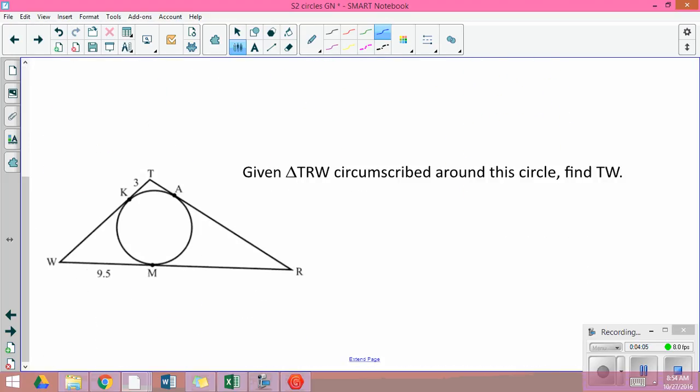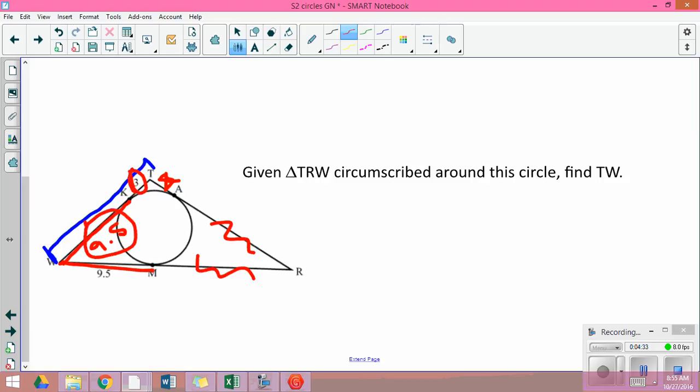Last example, we've got a triangle circumscribed around the circle, and we want to find TW. So this is going to rely on those perimeter pieces. Since I know this is 9.5, I know this is 9.5, I know this one is 3. I could find out this one is 3. I don't need it, but I do. I can't say anything about these, but if I add 9.5 and 3, I get 12.5, which is TW.